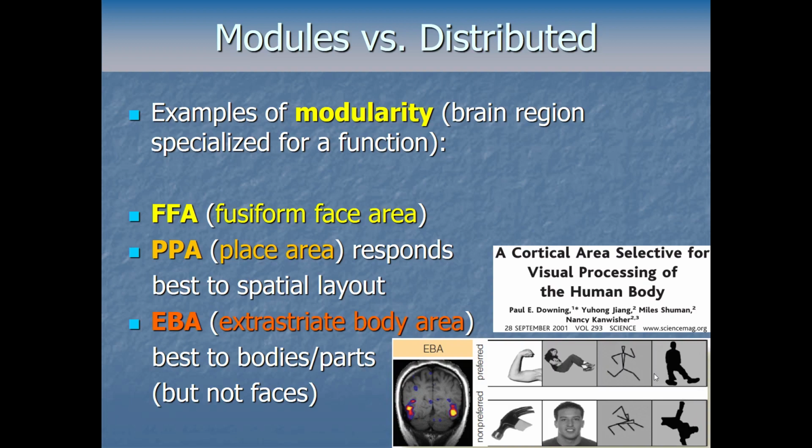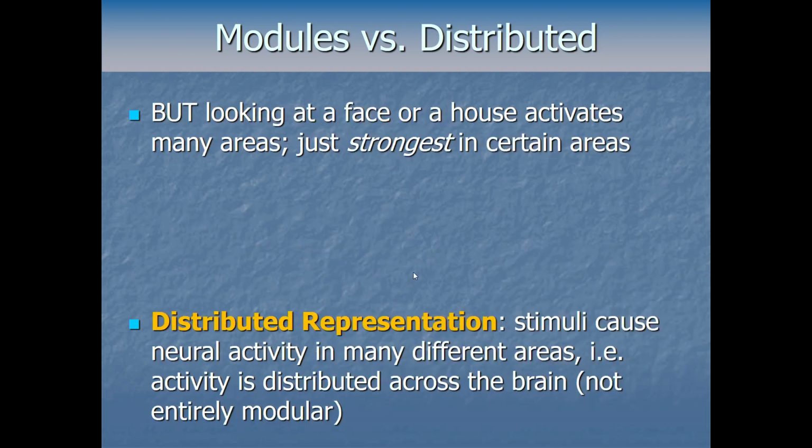Basically, we have a specialized area for helping us recognize, oh, this is a body or a biological kind of creature that might come toward us, that we might interact with, right? It makes sense why we'd want to be able to recognize that to do things with it. So those are examples of modularity, but it turns out it's a little oversimplified the way we normally describe those as specialized regions in the brain, because looking at a face or looking at a place like a house actually activates many areas in the brain. What we're pointing out when we point out these modules is just that it's strongest in certain areas, or that we have a sort of selective extra amount in certain areas.